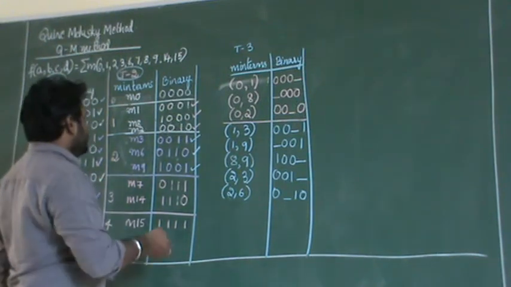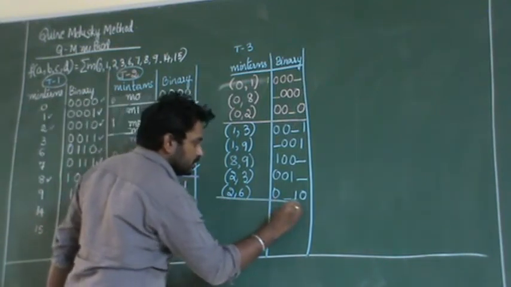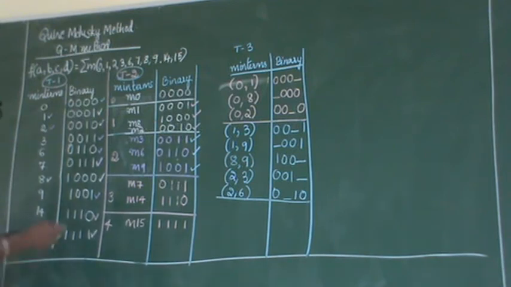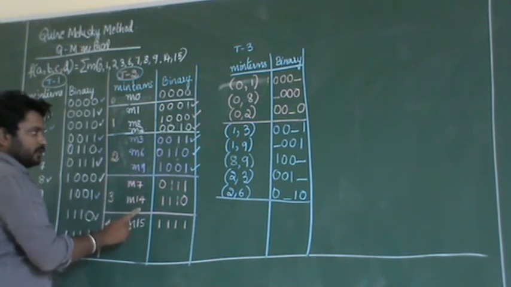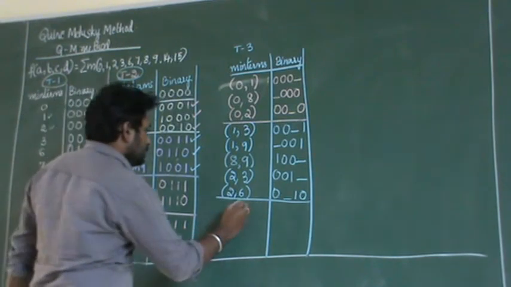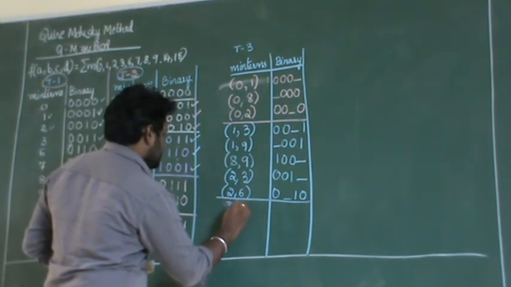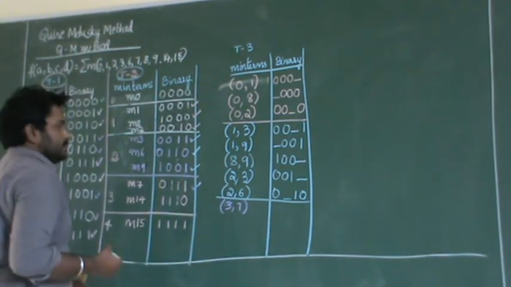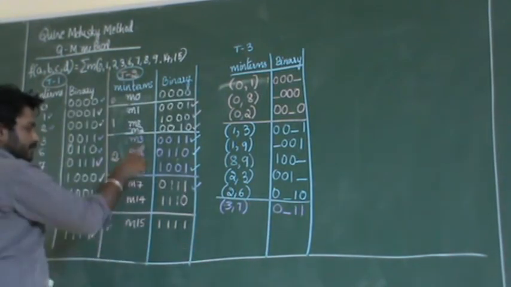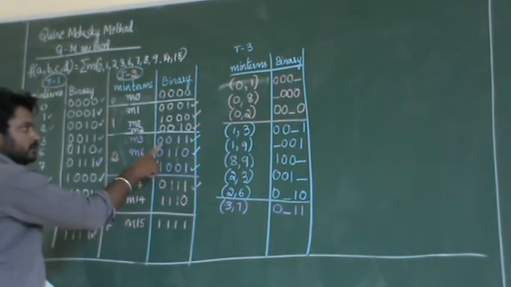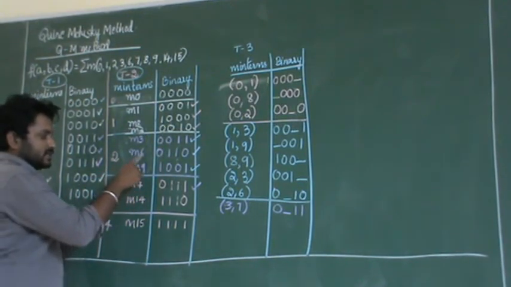Next. So comparing the first group and second group is also done. Therefore put a line here. Next, I will group 2 with 3: 3 with 7, 3 with 14. Is it possible? Yes, 3 with 7 is possible, so 0, dash, 1, 1. And 3 with 14 is possible? No, it is not possible because 2 bit positions are getting changed. Next, compare 6 with 7 and 6 with 14.